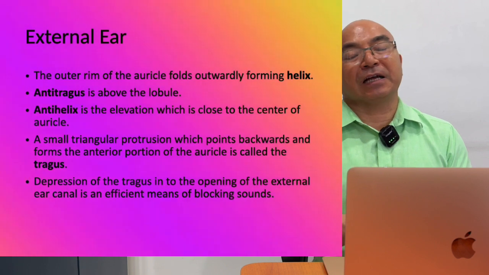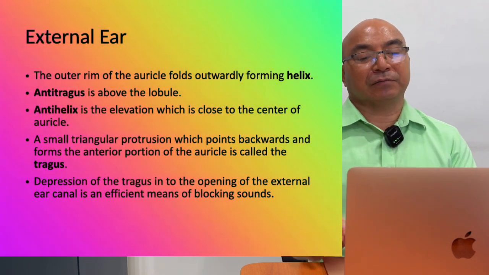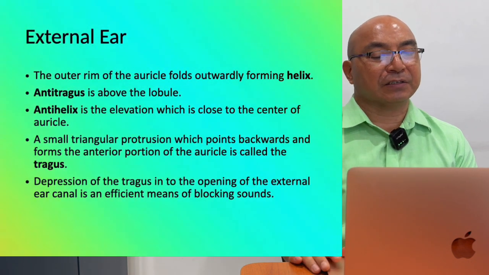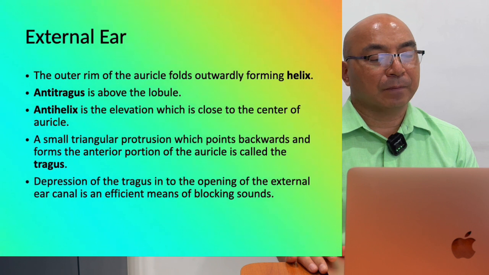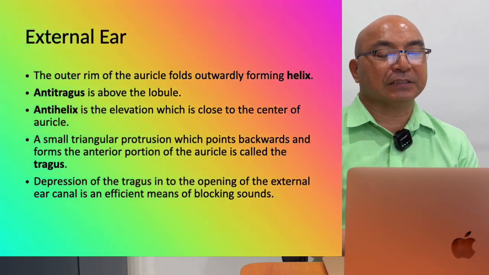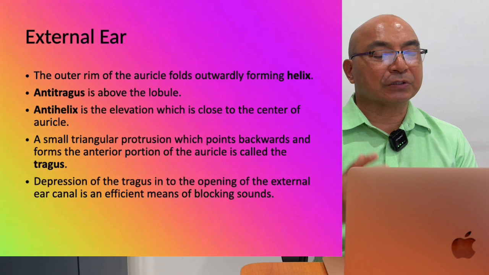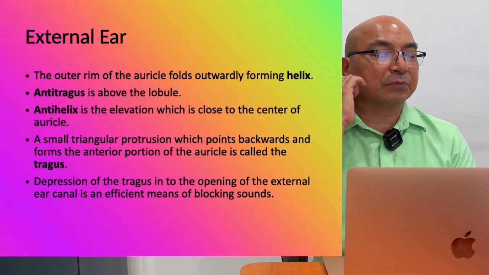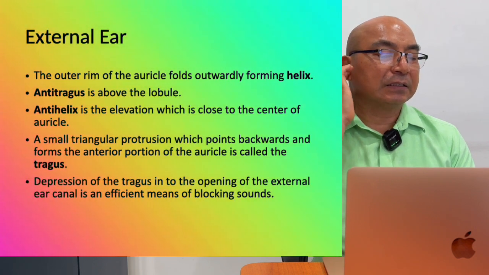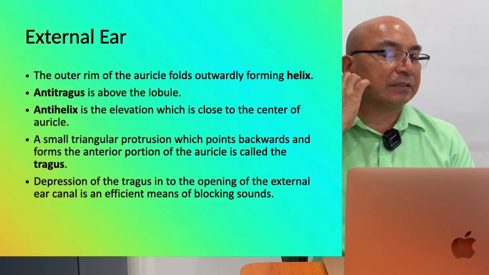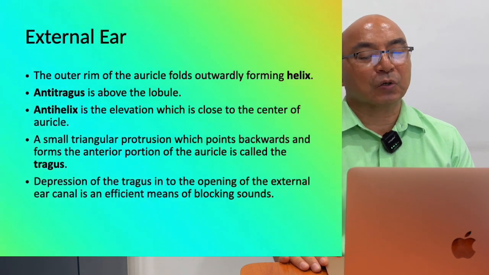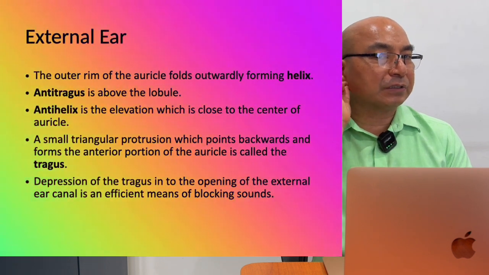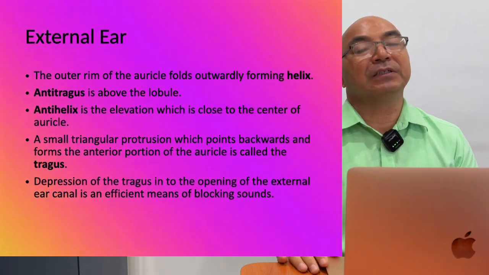The outer rim of the auricle is the helix that I've already described. Then the antitragus is above the lobule. The antihelix is the elevation close to the center of the auricle. Above it is the helix. Here is the tragus, and here is the antitragus. The antitragus is just above the lobule. This is the lobule, and just above the lobule we have the antitragus.